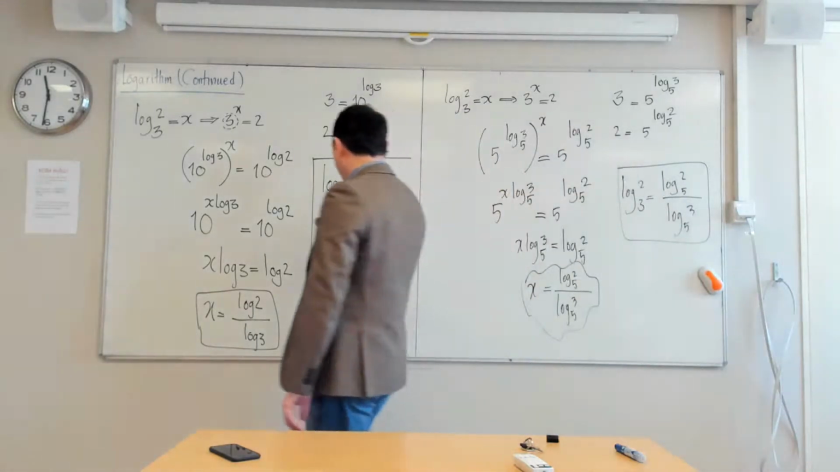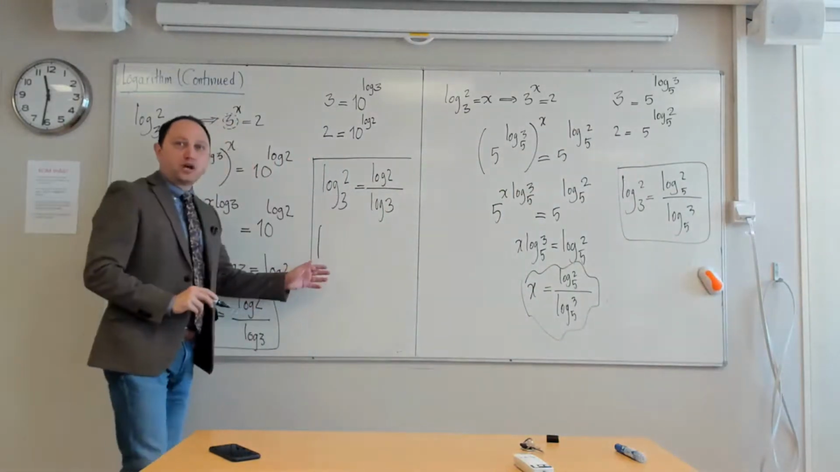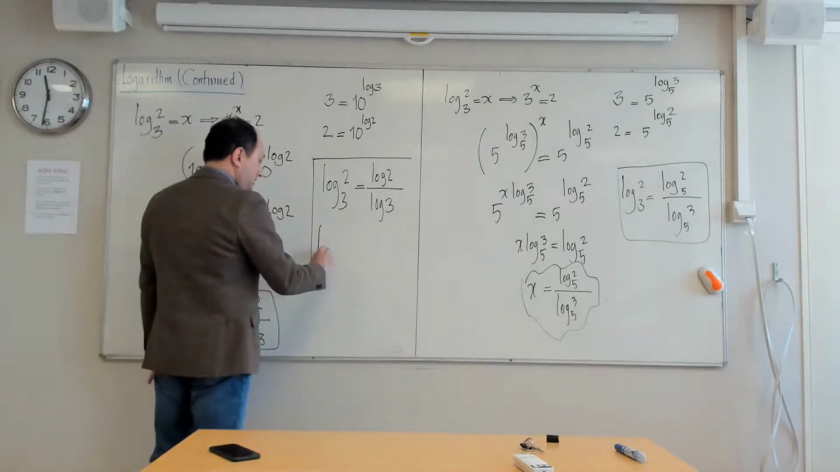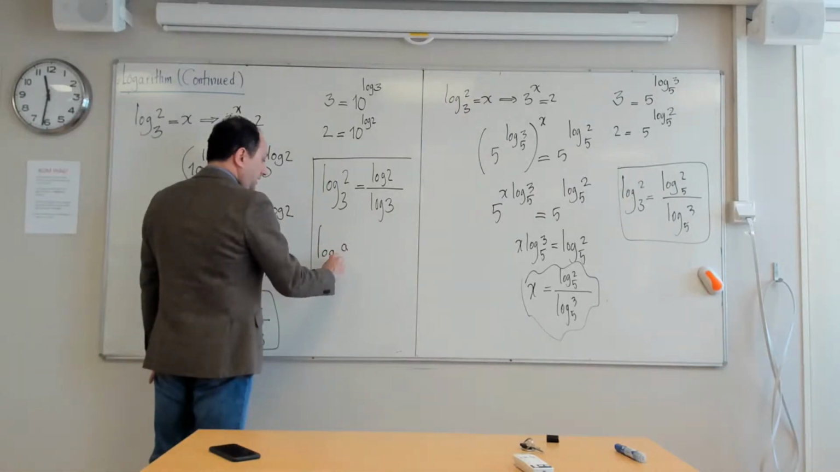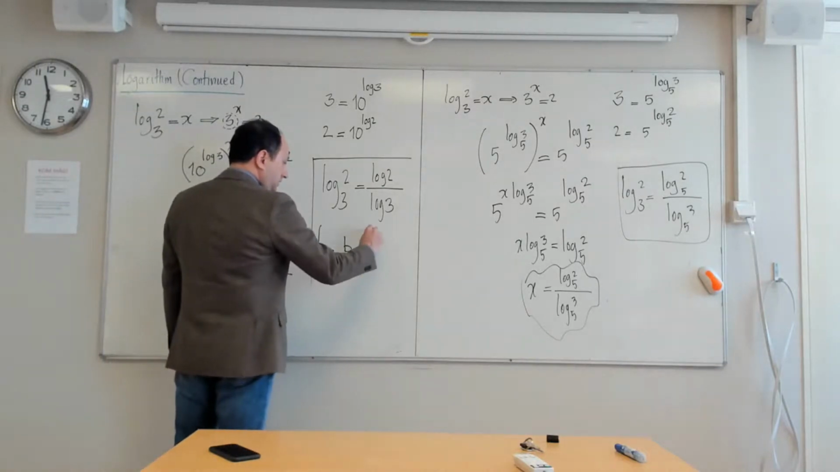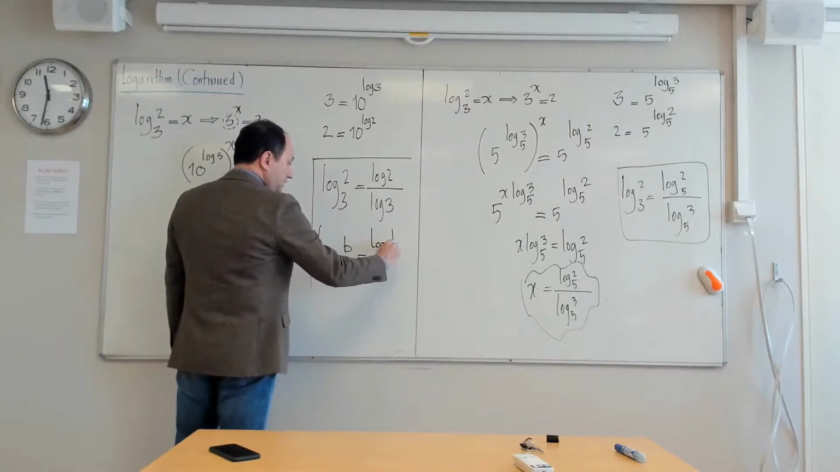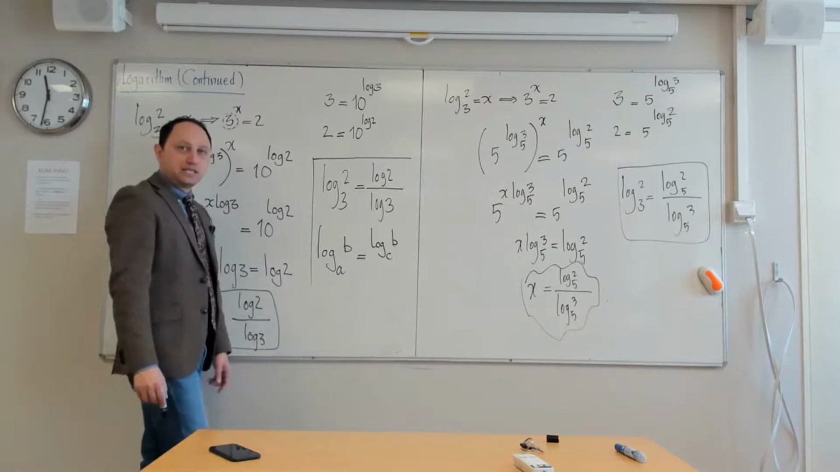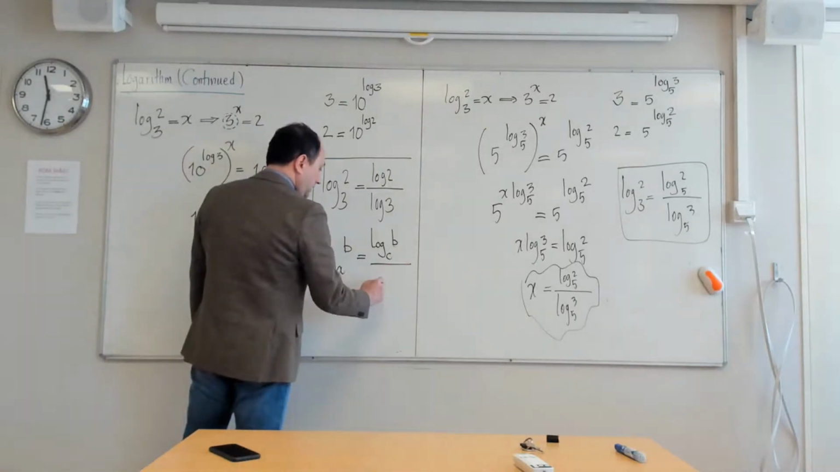So we can write a nice formula. This formula that I'm writing is called the change of base formula for logarithms. It is the log of b in the base a, written in the usual notation, equal to the log of b in any particular base that you like, let us call it c, divided by the log of a in the base c.